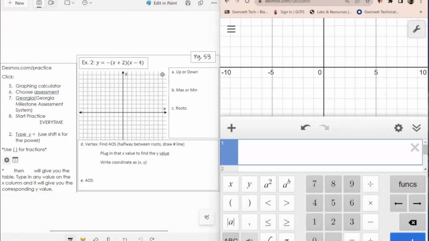Again, I just want to show you how to put this in the calculator. Follow desmos.com, practice, click graphing calculator, choose assessment, whatever state you are in, start practice, and do that every time, because this calculator has more things than you'll be given on the test.